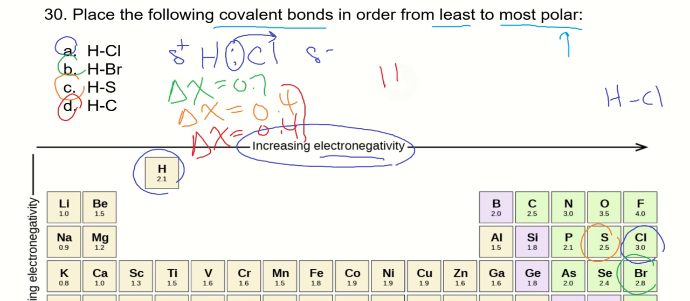So the hydrogen covalent bond with carbon and the hydrogen covalent bond with sulfur are both less polar than the hydrogen covalently bonded with bromine, which is less polar than hydrogen bonded with chlorine, which is the most polar. So here is your answer.